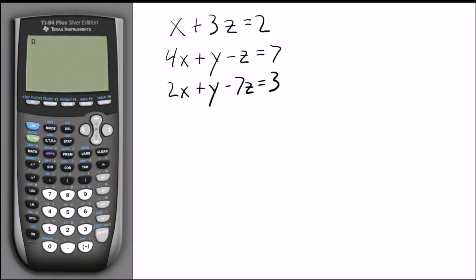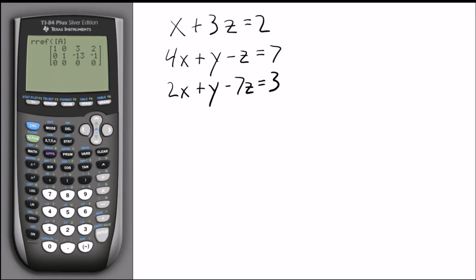So we'll go to second and then matrix, over to math, and down to RREF, as we did in an earlier video. And so we're going to select matrix A. And what we see is that there is a row of zeros across the bottom. Anytime that happens, what that tells us is that there are an infinite number of solutions to this system. So what we want to do is write out the equations from the simplified matrix.